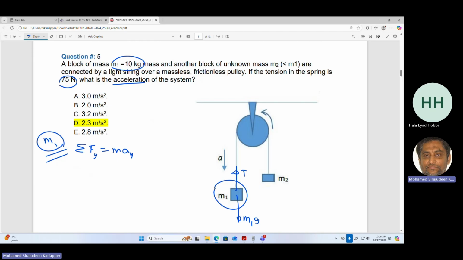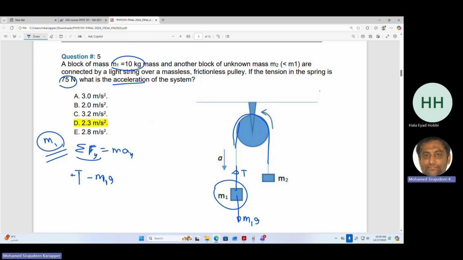Right. The net force in the y direction: T is positive, and m1g is negative. Please remember to put the correct subscript, because if you just put m, you are going to get confused whether that is m1 or m2. And the tension is, of course, the same everywhere on the string, if it is a massless frictionless pulley. But I am not worried about m2 now. I am applying the equation on m1. These are the only two forces.